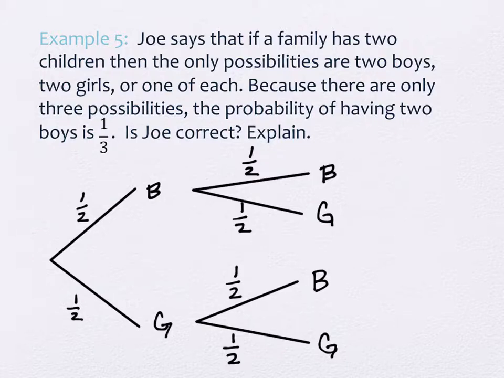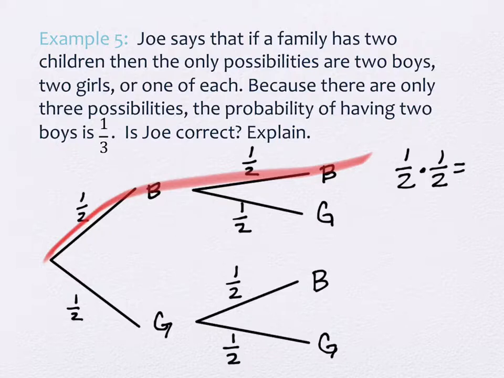Now let's take a look at what's going on with his claim. His claim is that the probability of having 2 boys is 1/3. Well, 2 boys is right here. It's the only place where there's 2 boys listed, right? So how do I actually find the probability of having 2 boys? I multiply them. 1/2 times 1/2 is actually 1/4, not 1/3.